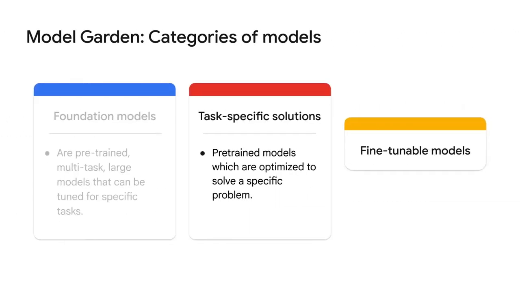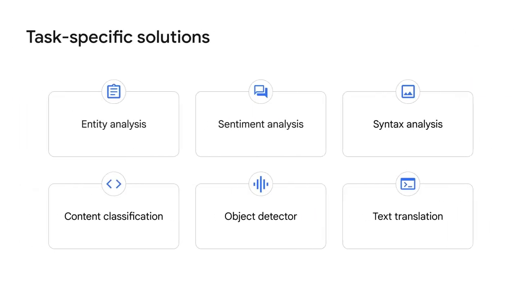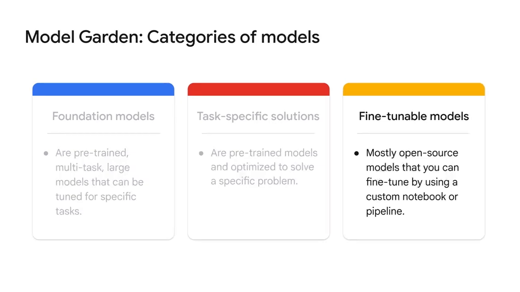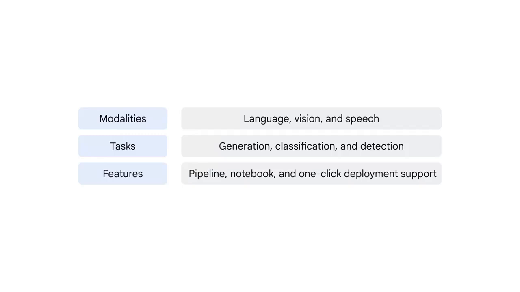Task-specific solutions are pre-trained models which are optimized to solve a specific problem. These include some tasks you practiced in the previous section by using natural language APIs, like entity analysis, sentiment analysis, and syntax analysis. More interesting tasks like object detector and text translation are also task-specific solutions. And finally, there are fine-tunable models. These are mostly open-source models that you can fine-tune by using a custom notebook or pipeline. To find the model that best suits your requirements, you can also use 3 filters in your search.